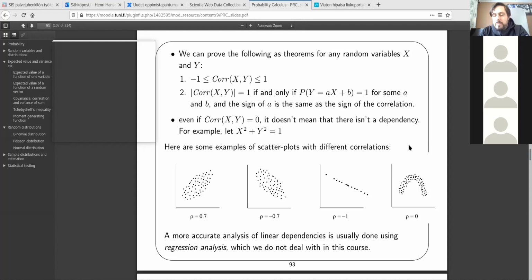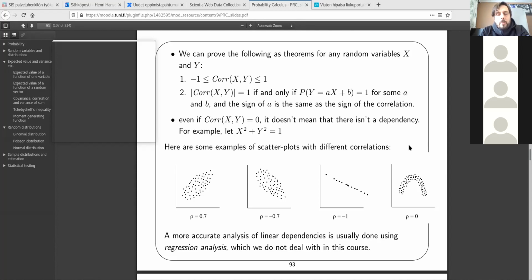So in fact, this is a bit badly said, it's 1 if and only if there exists a and b such that the probability that y is equal to ax plus b is equal to 1. And the sign of a matters: if a is negative, then the correlation is -1. If a is positive, the correlation is 1. The only exception to this is, of course, a being equal to 0, in which case y is just equal to b, and this is not the case.